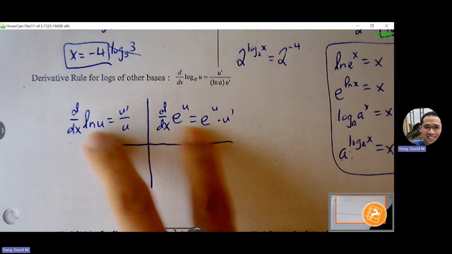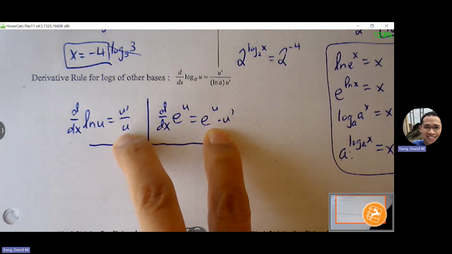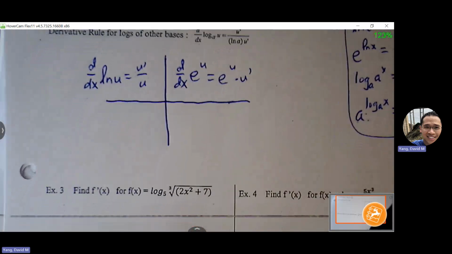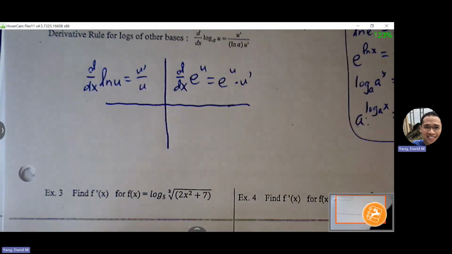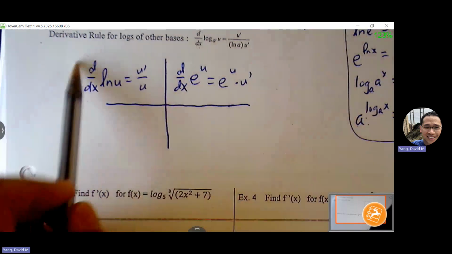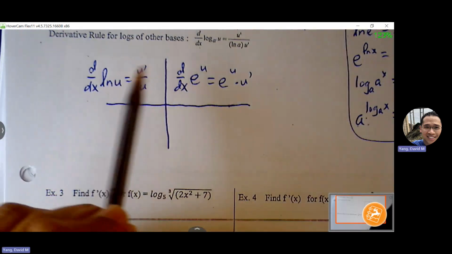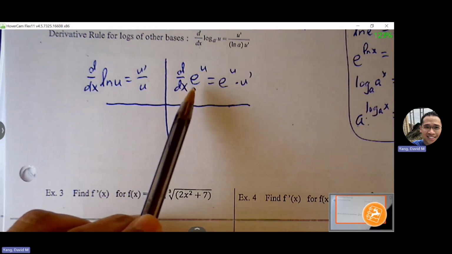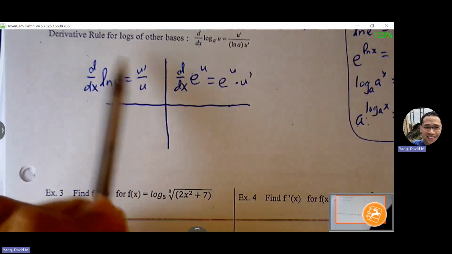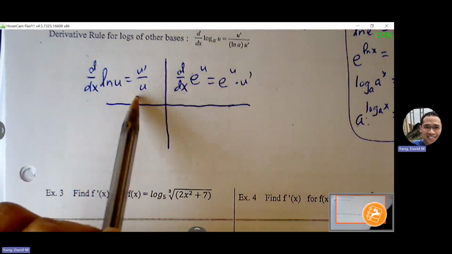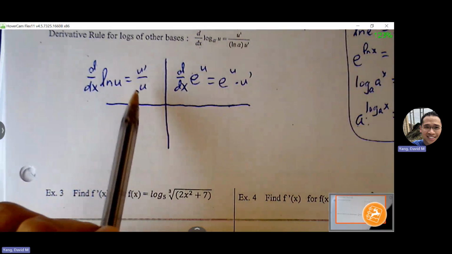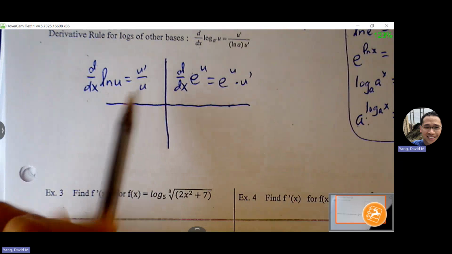This is base E, so base E's derivative is just going to work out a little nicer. But let's say we're talking about log base 2 or base 3 or base 5, or an exponential function base 2 to the x. The rules will follow a similar pattern, but there's a little bit extra that needs to be involved.